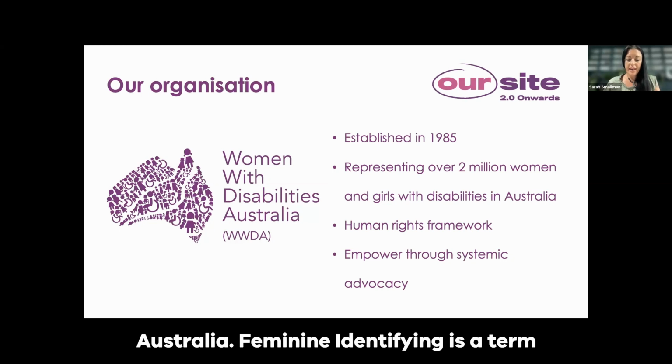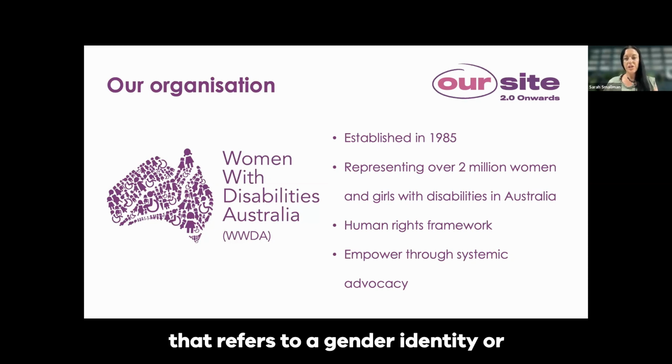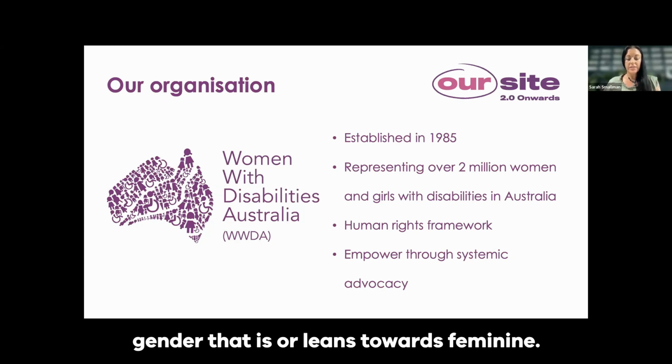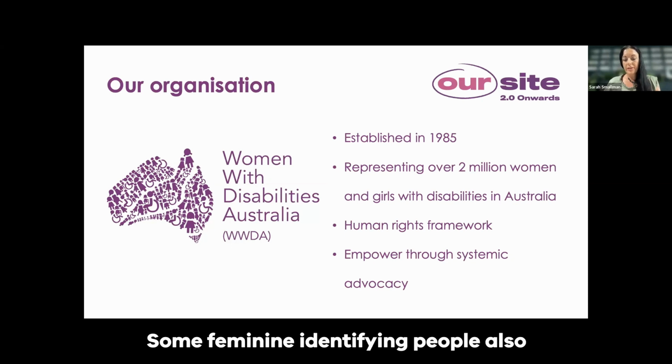Feminine identifying is a term that refers to a gender identity or expression that describes someone with a gender that is or leans towards feminine. Some feminine identifying people also identify as women, while many others don't.